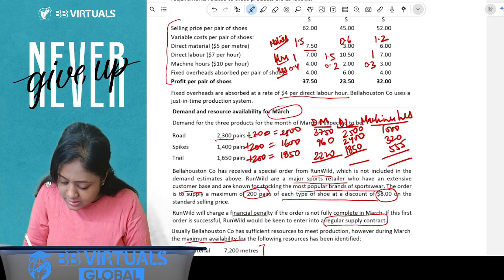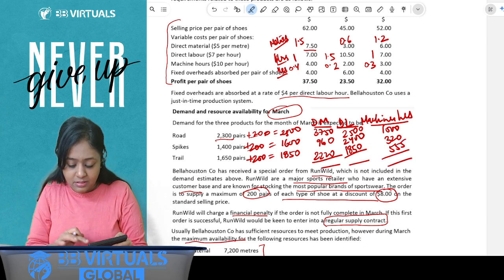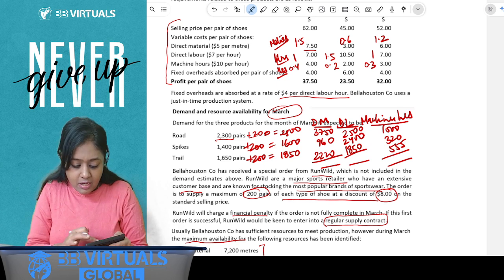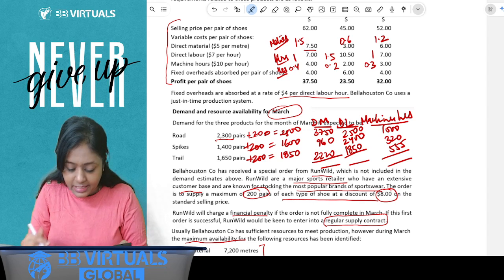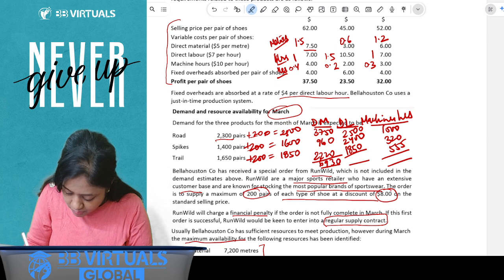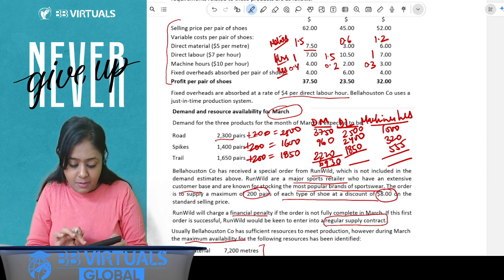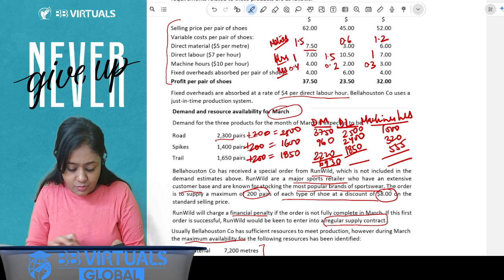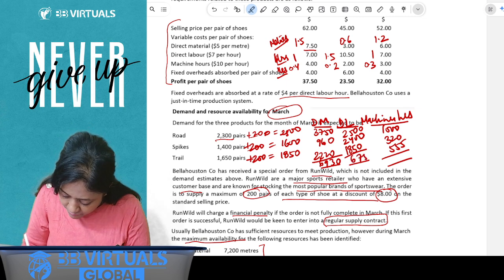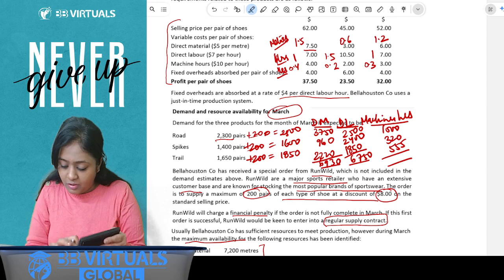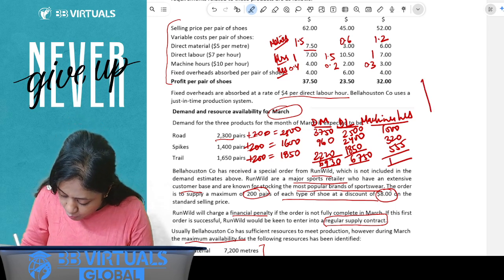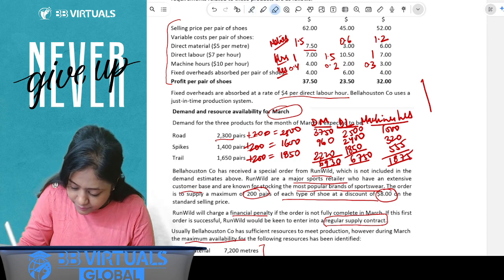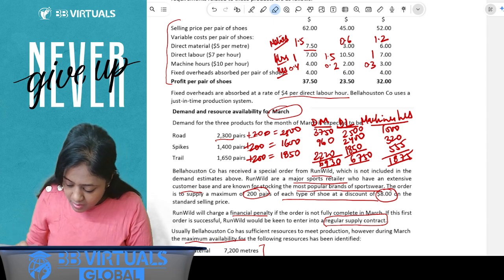Let's get the totals now, guys. First one, direct material: 3750 plus 960 plus 2220. I get 6930. Labor: 2500 plus 2400 plus 1850. I get 6750. Machine hours: 1000 plus 320 plus 555. I get 1875. Okay, I get these figures.